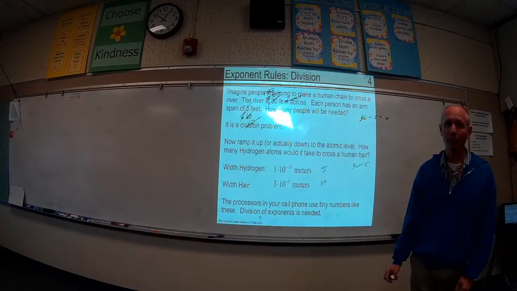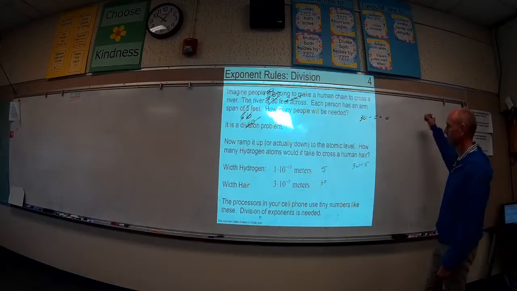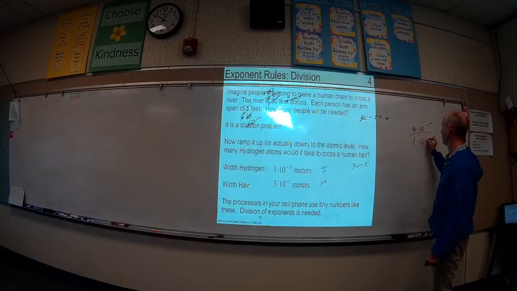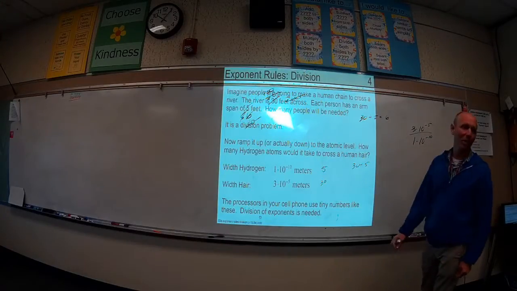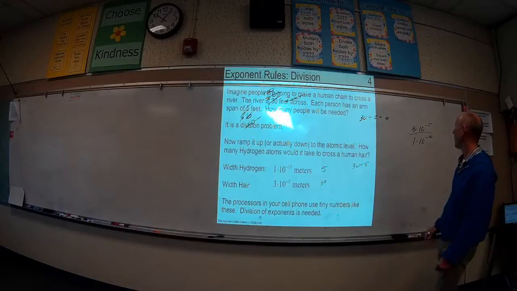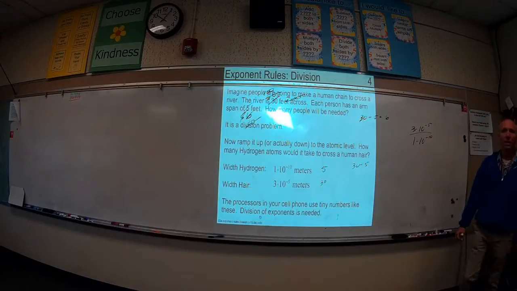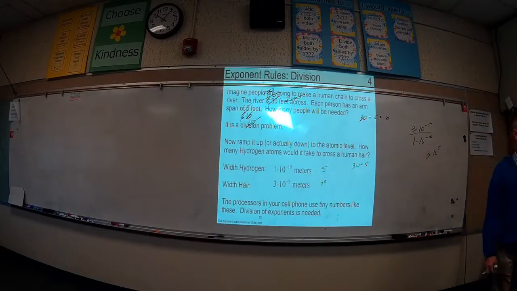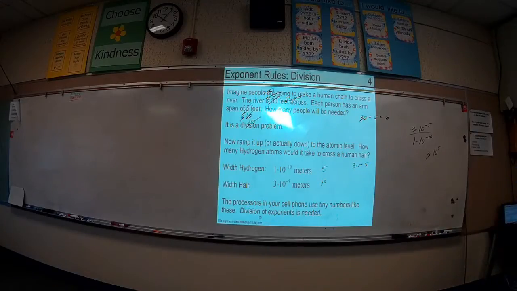What would you do? Okay, go for it. 3 times 10 to the negative 5th divided by 1 times 10 to the negative 10. There we go. And then how do I handle that? Well, that's what you're about to learn. At the end of this, you're going to understand that the answer to this is probably 3 times 10 to the 5th. That's how many atoms it takes to line up on the width of a human hair. Let's start learning it. That was just the intro.